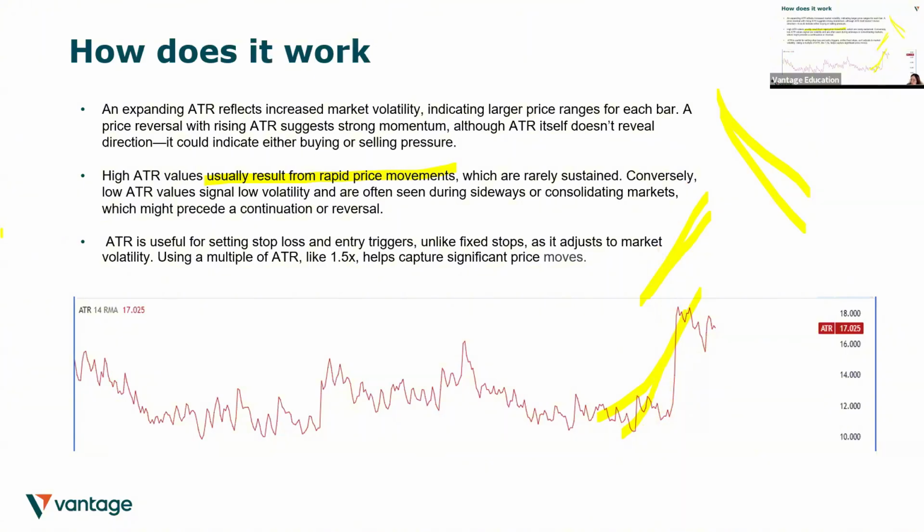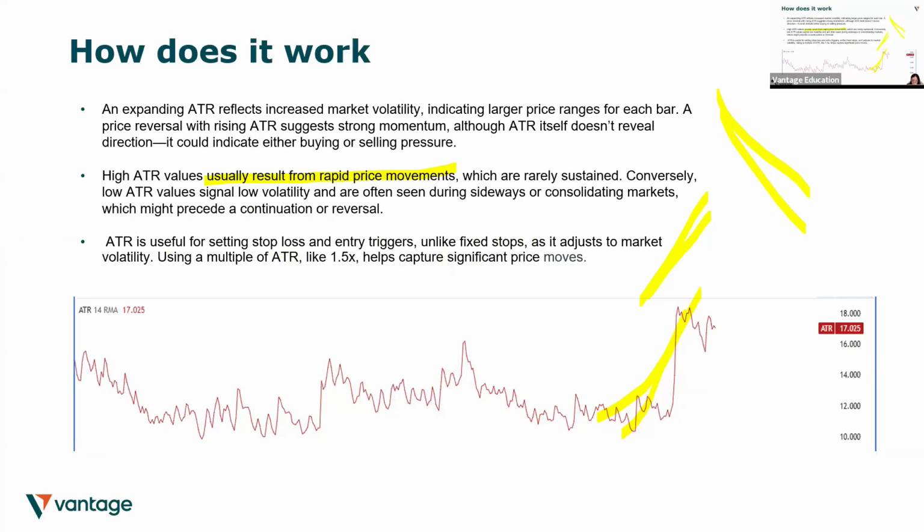Conversely, a low ATR value signals low volatility and is often seen during a sideways or consolidating market, which might precede a continuation or reversal. ATR is useful for setting stop loss and entry triggers. Unlike fixed stops, it adjusts to market volatility. Using a multiple of ATR like 1.5 or 2 ATR helps capture significant price moves.